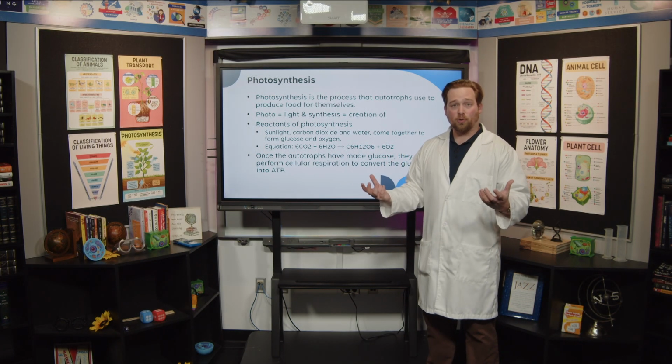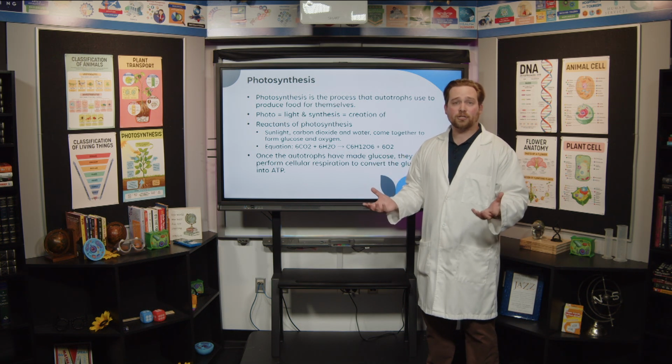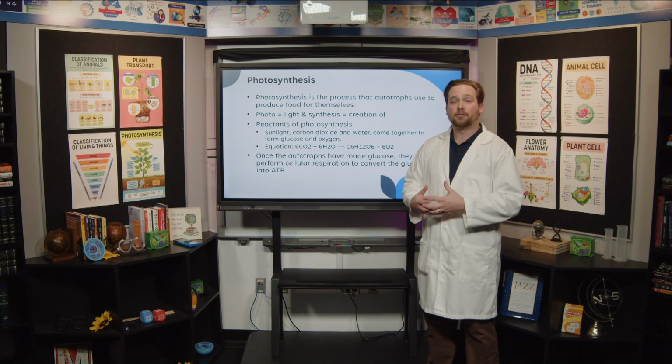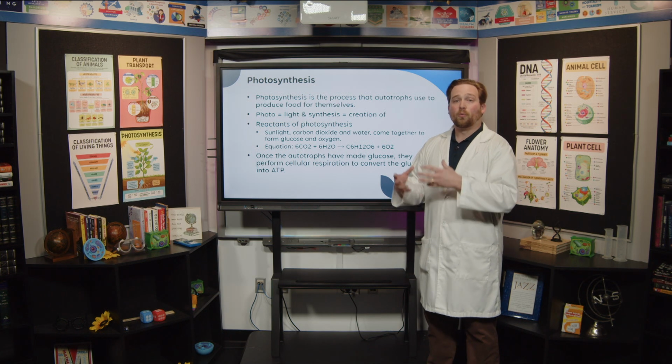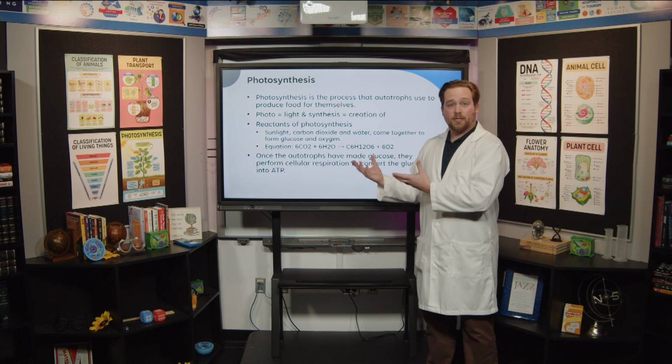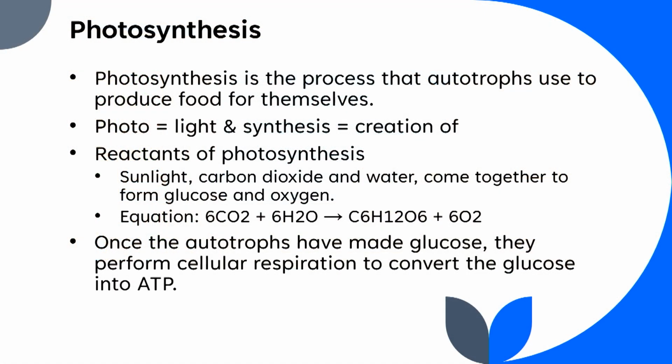Large multicellular organisms need oxygen in order to make energy quickly, and so that's a great kind of win-win situation for us, right? So the autotrophs use this reaction, photosynthesis, to make their own energy. They make glucose through this. Once they have the glucose made, they still have to perform cellular respiration to convert that glucose into ATP.